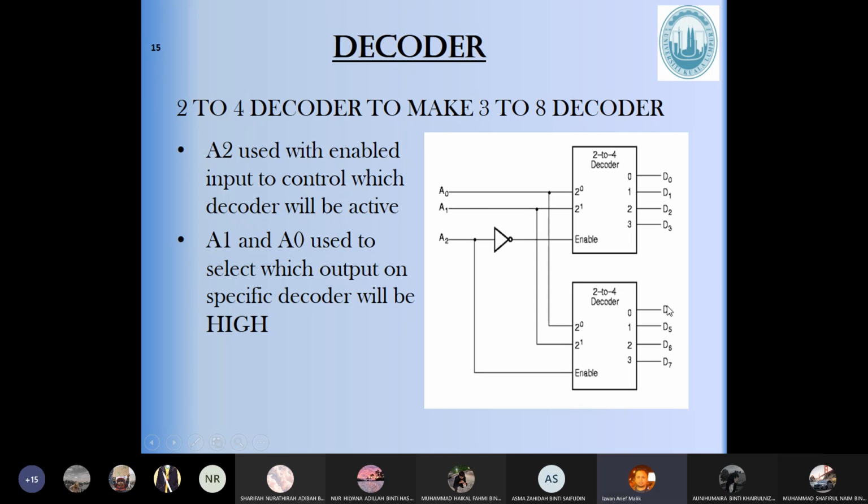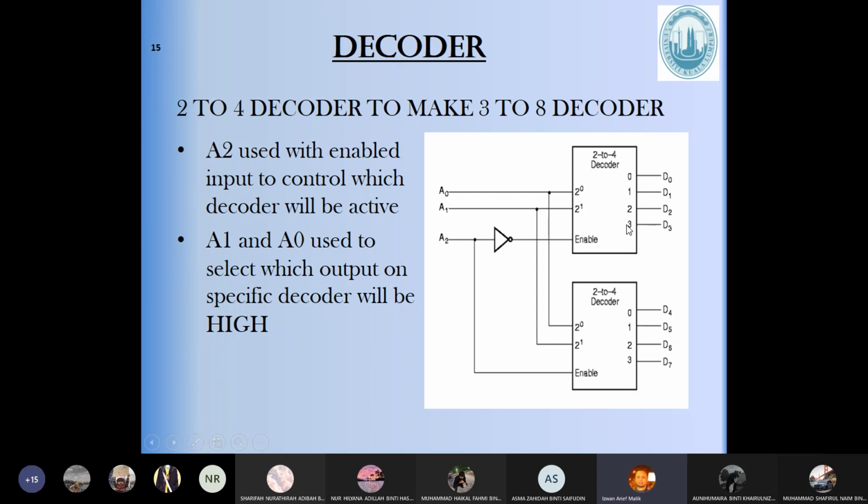Tetapi D0 yang ini, bawah ni, yang dah jadi D4 ni, dia tak akan menyala. Walaupun input A0 dengan A1 ni adalah 0 and 0. Why? Because dekat sini dia dah dapat 0. So when you apply 0 to the enable, meaning that this decoder will turn off. So bukan kedua-dua D0 ni akan menyala, iaitu D0 dan D4 ni. This is D0 as well sebenarnya. This is D0, D1, D2, D3 as well. Tapi sebab kita nak jadikan dia 3 to 8, ada 8 output, so saya terus namakan dia sambung daripada D3 ke D4.